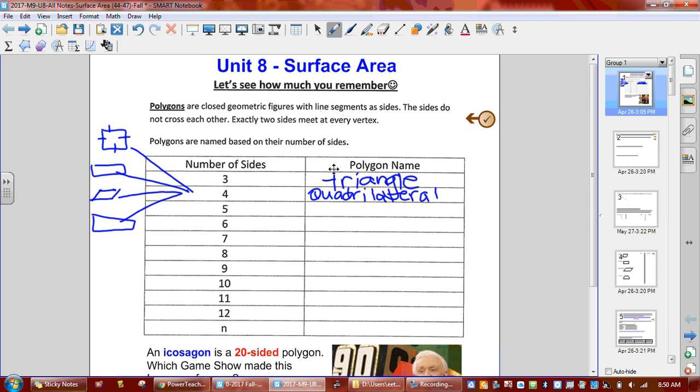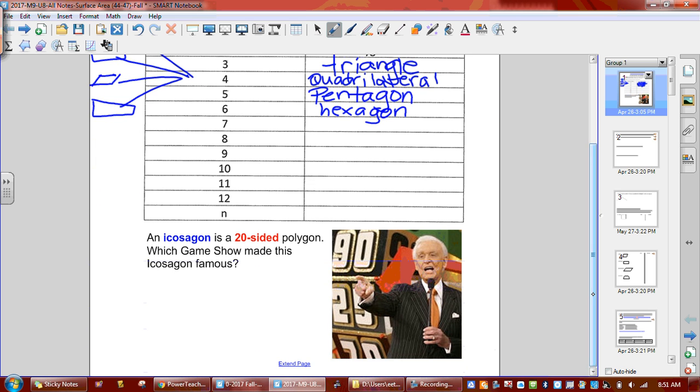What if we add one more side? What is a 5-sided figure called? Pentagon. There is a famous building in the United States called the Pentagon because it's in a pentagon shape. 6 sides. Hexagon. Is there a building for that too? Well, there's quite a few buildings that are in hexagon shape.